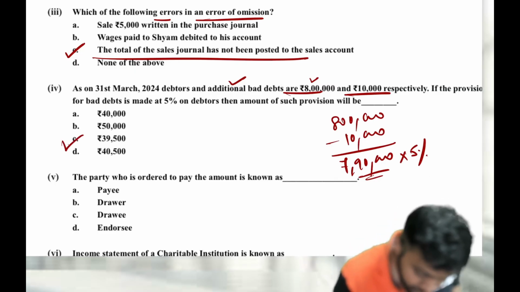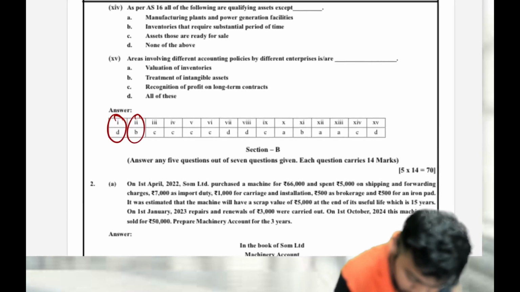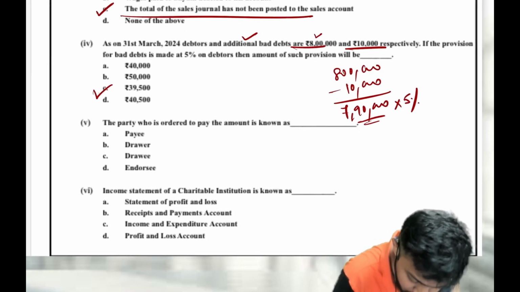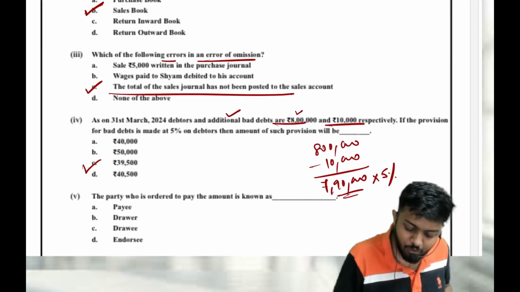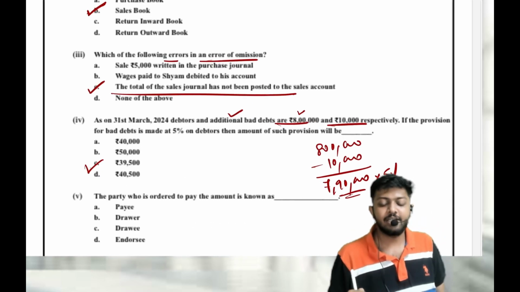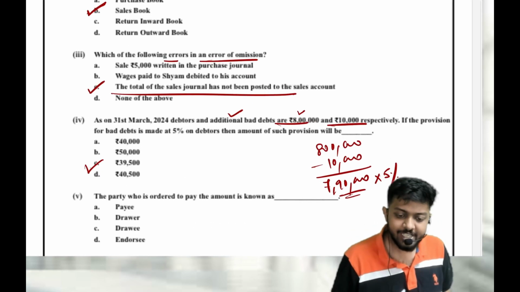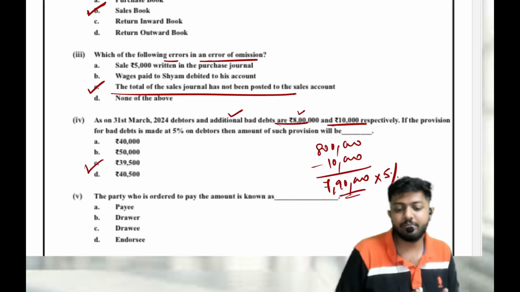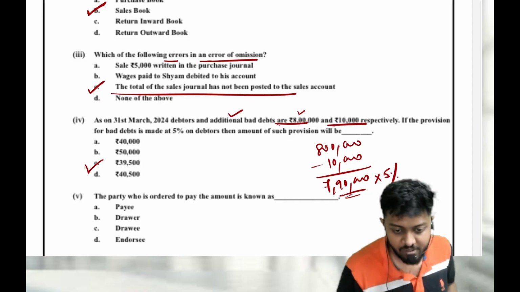So the answer should be C. So C, the fourth one is C. Okay, so these we have all done. Please first write off the additional bad debts. If there are any bad debts, write off everything. Then on the remaining balance of the debtors only, we calculate the provision percentage. Okay, please.